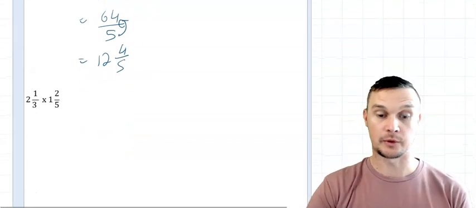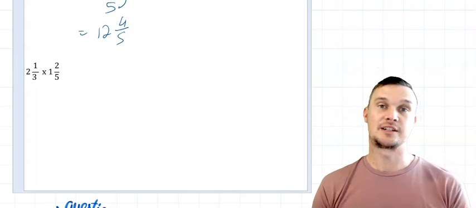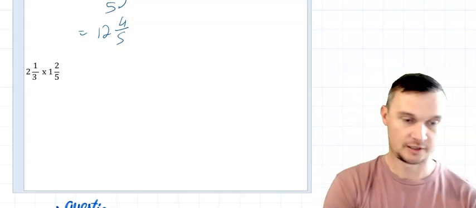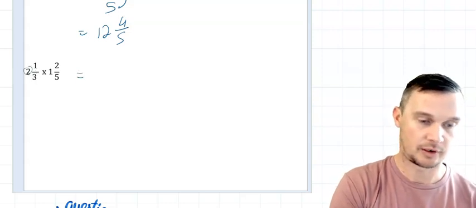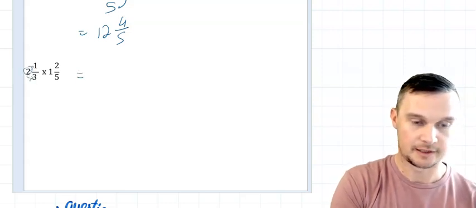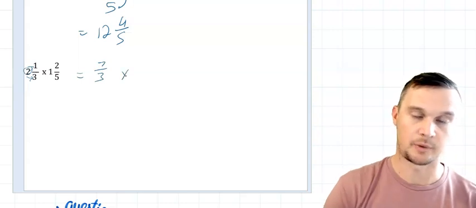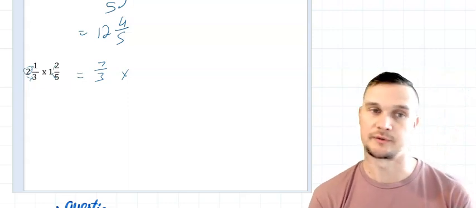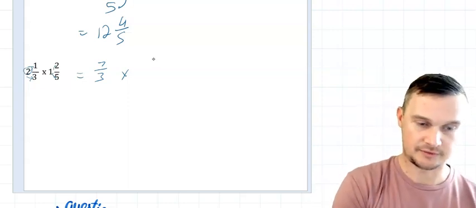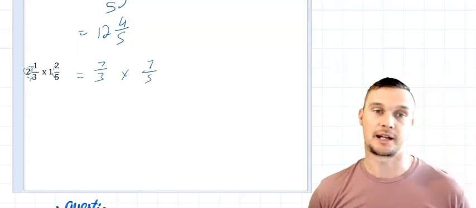Alright, now the last one here, we want to look at multiplying two mixed numbers together, and the first step is that you need to convert them both to improper fractions. So the rule is, as always, when converting to an improper fraction, you multiply the whole number by the bottom and then add the top. So 2 times 3 equals 6 plus 1 equals 7/3. And I'm multiplying the other by the bottom number and then adding the top. So 1 times 5 equals 5 plus 2 equals 7. So I have 7/5. And now I can simply do my multiplication process.